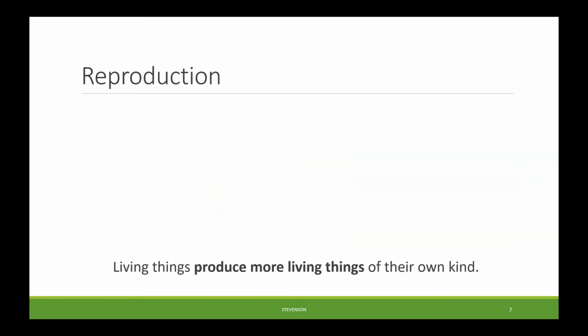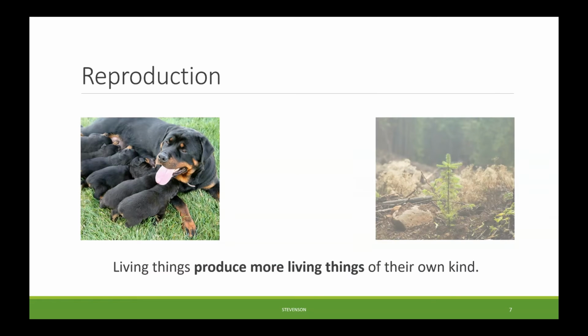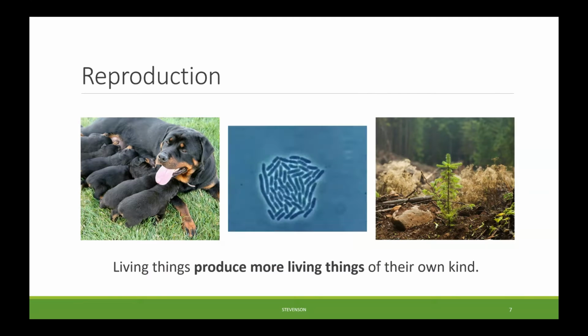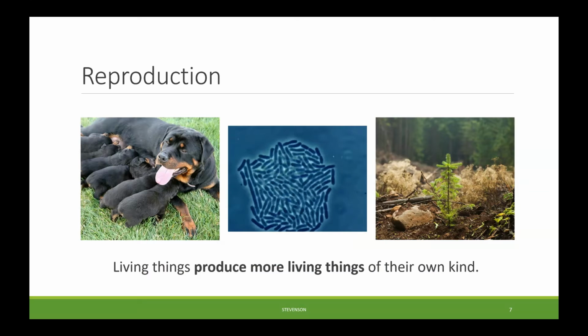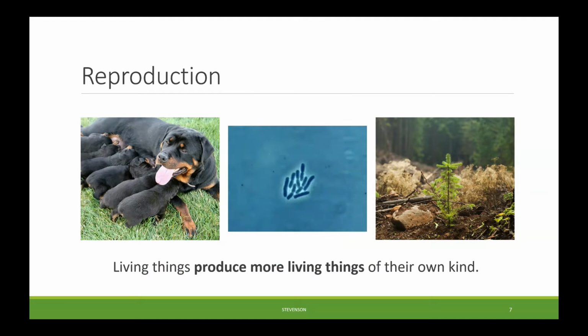The third characteristic is reproduction. All living things can produce more of their own kind. And again, this includes animals, this includes plants, and this includes microscopic organisms. In the middle, there is a time lapse of bacteria multiplying under the microscope. All living things make more of themselves.